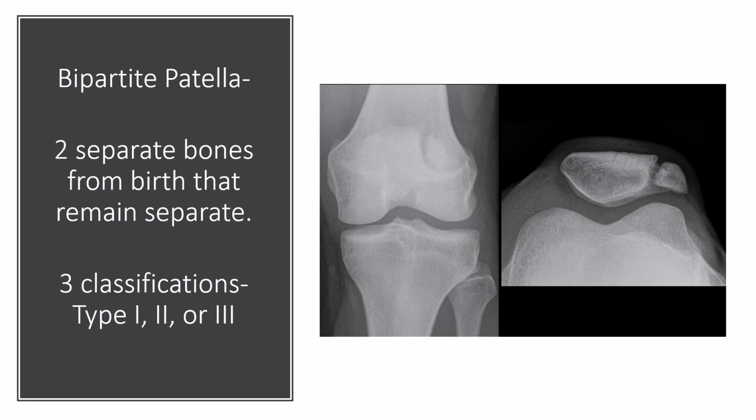I pulled these slides to show you what a bipartite patella is. They're two separate bones from birth. So these form, and they're actually two separate bones that form from birth, and they remain separate throughout the patient's life. Okay, and there's three classifications.